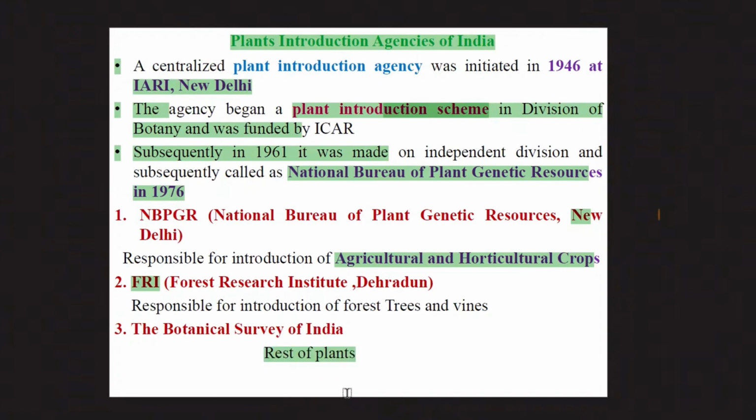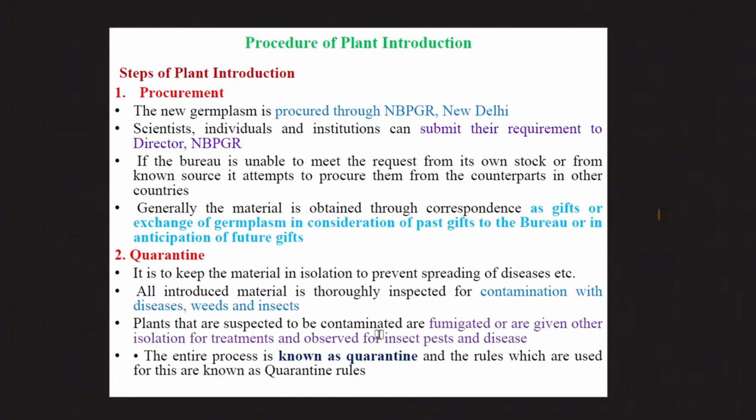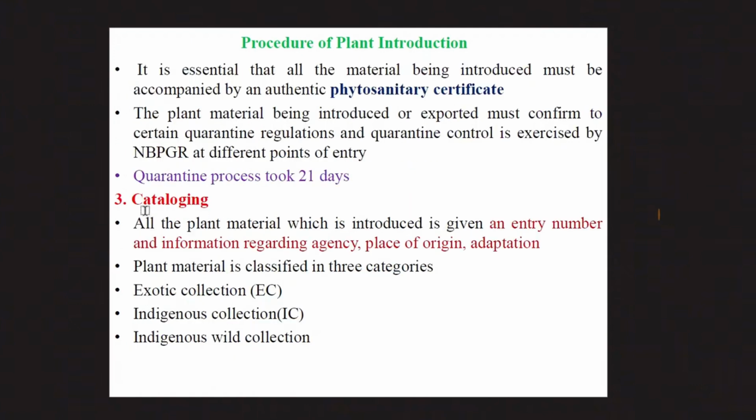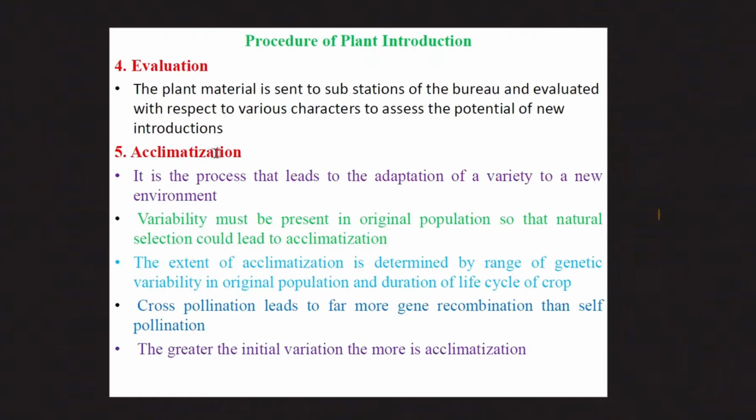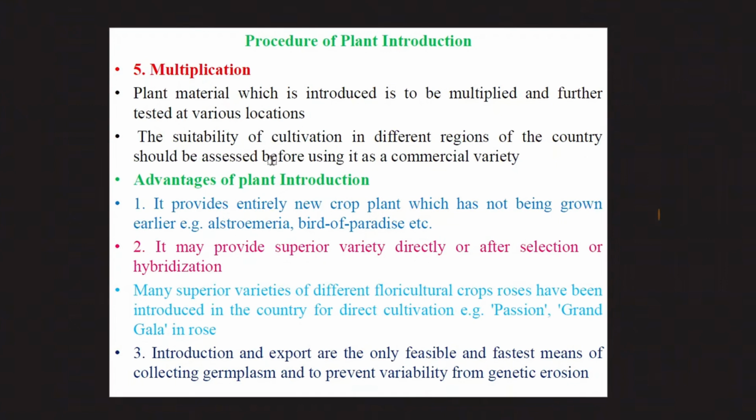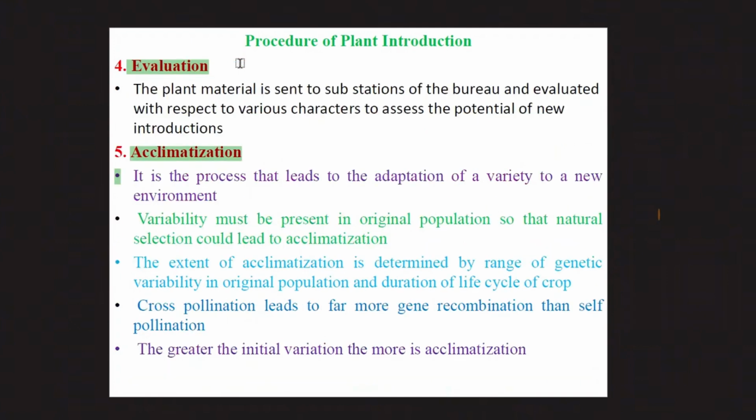And there are 6 procedures for plant introduction. Number 1 is procurement, number 2 is quarantine, number 3 is cataloging, number 4 is evaluation, number 5 is acclimatization, and number 6 is multiplication. So let's discuss a little bit about the procurement.